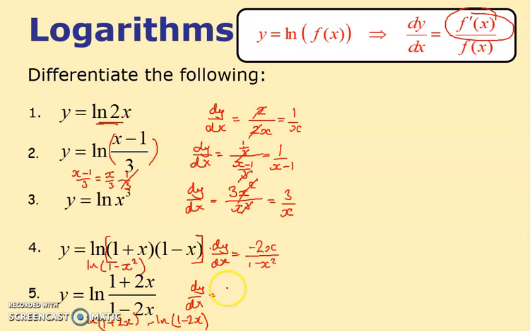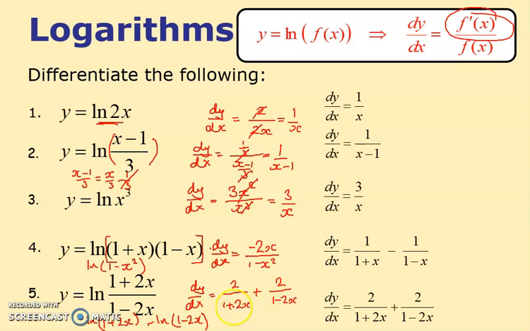And I've got log of that, so put it on the bottom, 1 plus 2x. And on the top is the differential of that, which is 2, minus, this is a log again, so it's a fraction, put that on the bottom. The differential of 1 minus 2x is minus 2. Ah, that makes that a plus 2. And that's what I think the answer is. Yeah, I do get a plus.